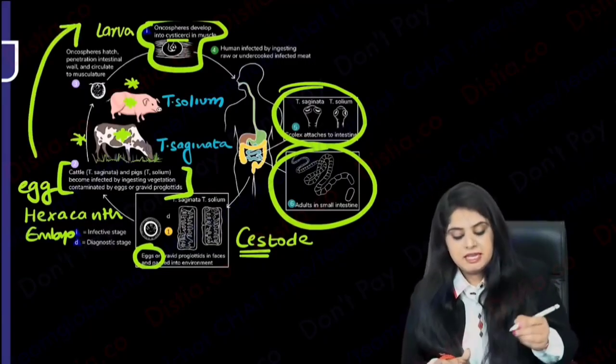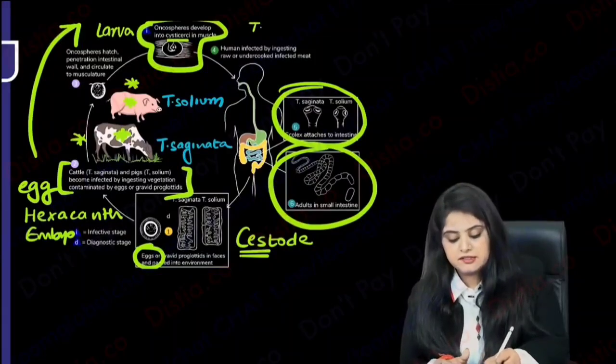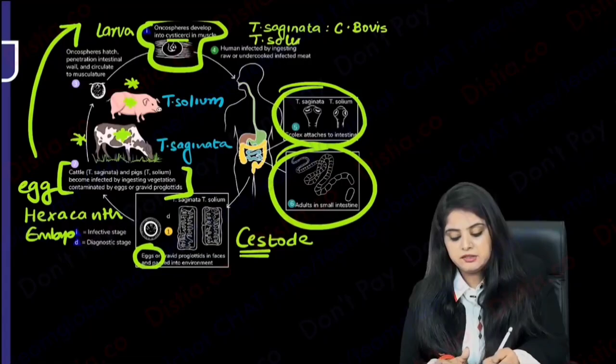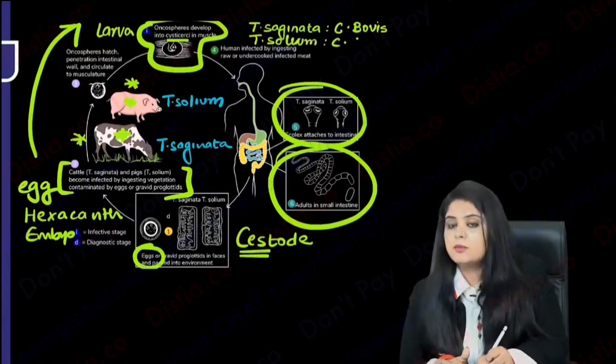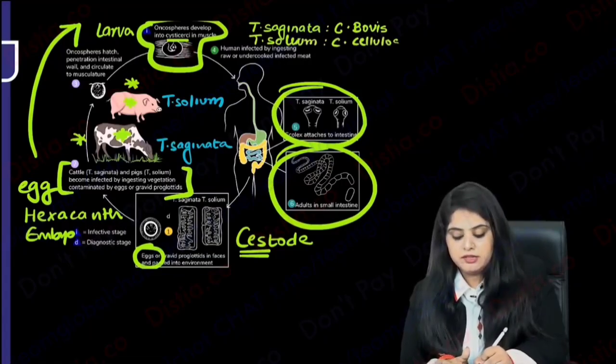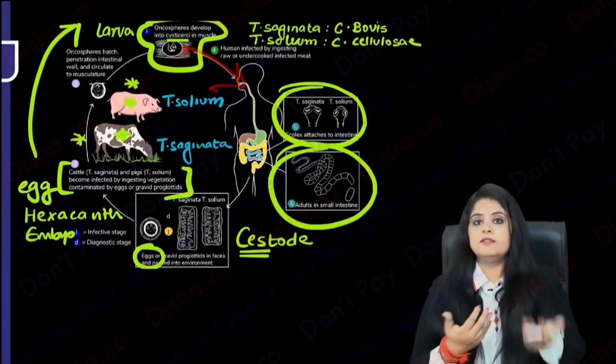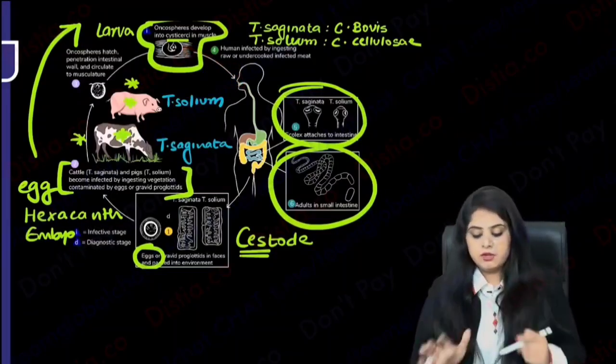And now tell me, if you are dealing with, say, Taenia saginata, the cattle one, what is the name of the larva? Cysticercus cellulosae or Cysticercus bovis? Ma'am, with cattle it will be bovis. And if you're talking about Taenia solium, then what are you going to call it? Cellulosae is going to be the name of the larva. And now that depends on what we eat. Whether we eat cattle or we eat pig, we are going to get the infection.